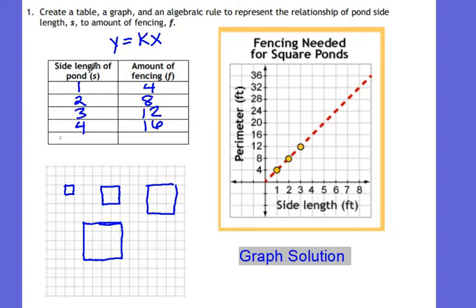The origin. This is typically my x column, typically my y column, but they want to call this column S and this one F. And I need to see what F equals. So since it is proportional, I'm going to find a constant rate of change, or a constant of proportionality. It could be either one.